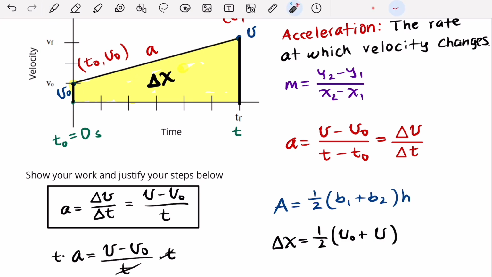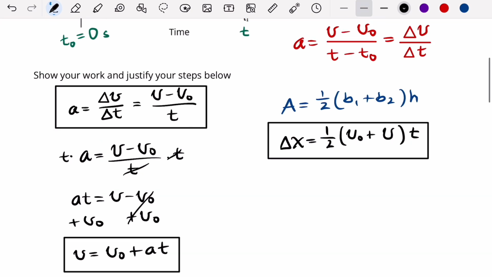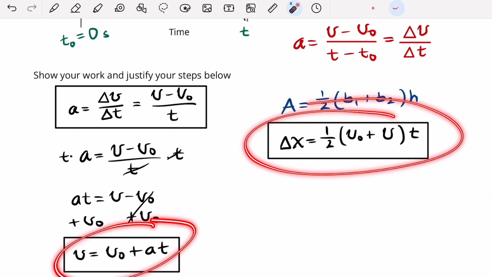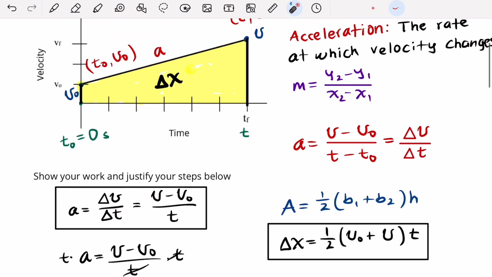And then the height would be the time interval. Because we're assuming time initial is 0, whatever this number is the total time, so just t. And that is another equation. So these two equations, guys, are part of something called the kinematic equations, or the equations for motion with uniform acceleration.